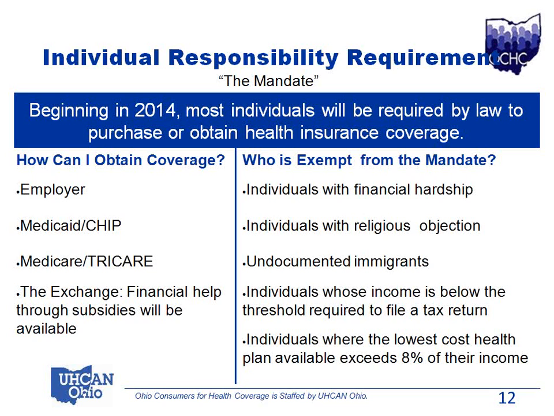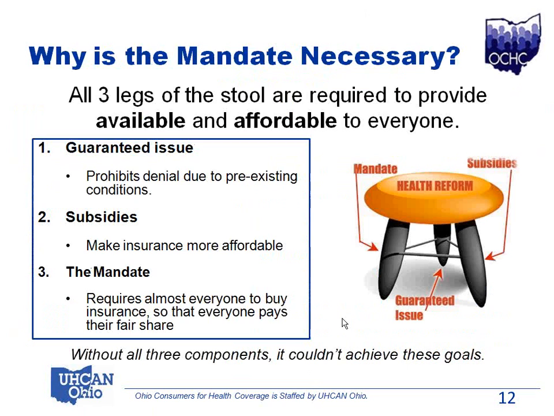But you need to know that many people are exempt from the mandate, and we list a number of them here. And most importantly, I want to point out that there are folks whose income is so low that they are not even required to file a tax return. They are not caught by the mandate. Individuals where the lowest cost health plan available would exceed 8% of their income are not caught by the mandate. So why is this mandate necessary? We sometimes hear people say that they would keep the Affordable Care Act's pre-existing condition protections, but they would get rid of the mandate. Well, it all kind of fits together just like a three-legged stool.